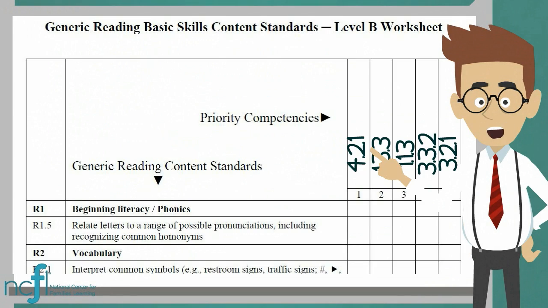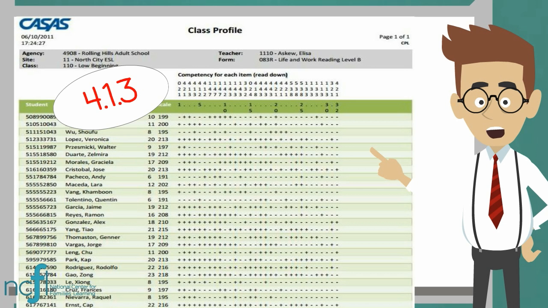As I think about tying my instruction to the competencies, I will begin by looking at the CASAS competencies I determined as priority competencies. Since my students are working toward gaining employment, and many struggled with competency 4.1.3 on the pretest, I will look at this competency more closely to decide the best way to address it in class.